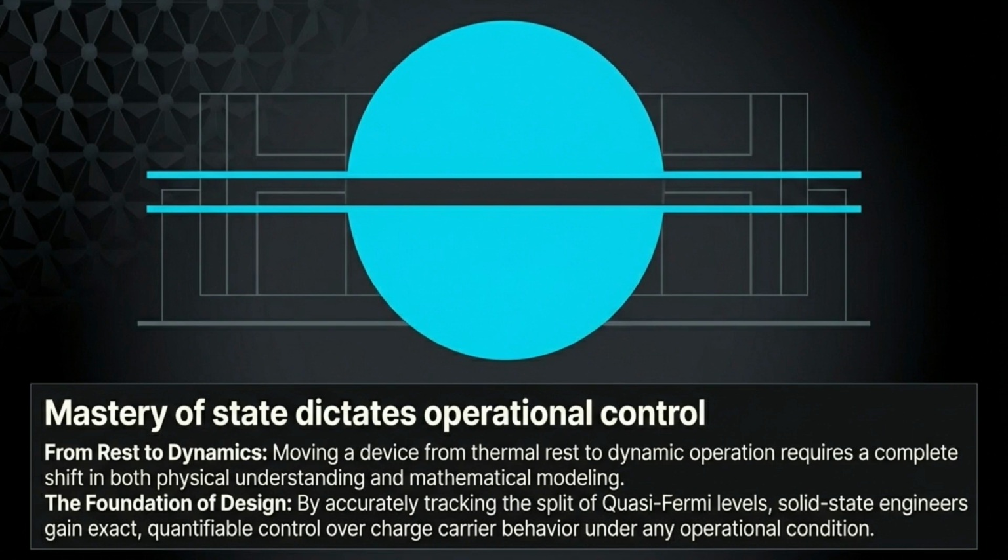Mastery of these states dictates operational control. Moving a device from rest to dynamic operation requires a shift in modeling. By tracking the split of quasi-Fermi levels, engineers gain control over carrier behavior under any operational condition.